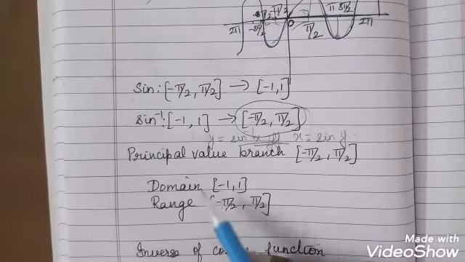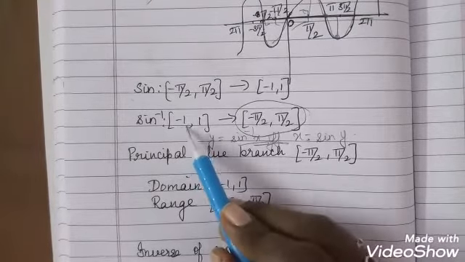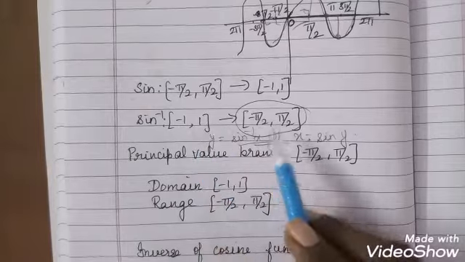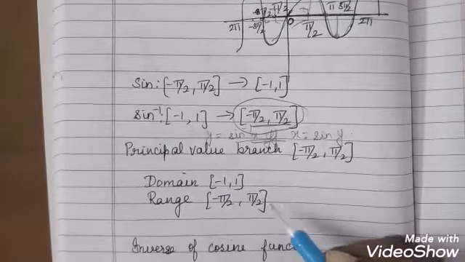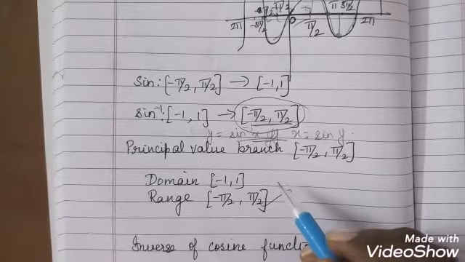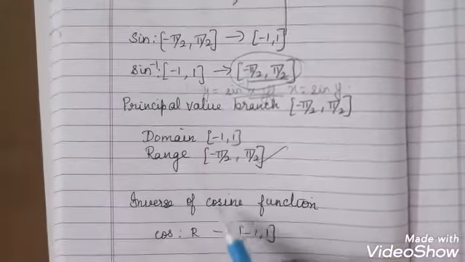Got it? So for an inverse trigonometric function, your domain is minus 1 comma 1 and your range is nothing but equal to minus pi by 2 comma pi by 2. So this is the first one. Now the next one is the inverse cosine function.